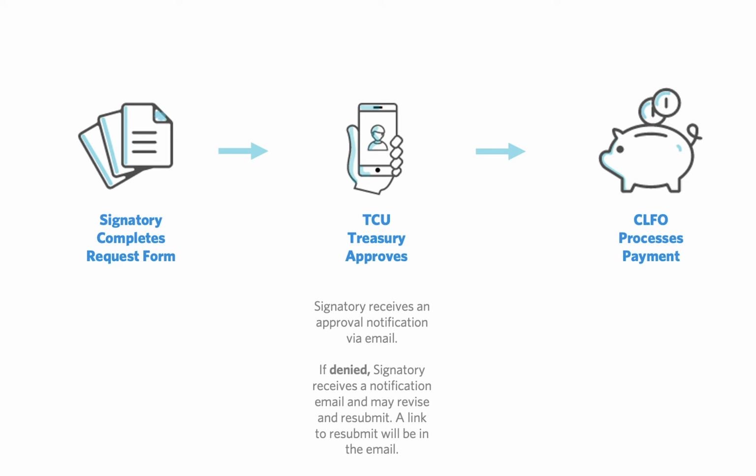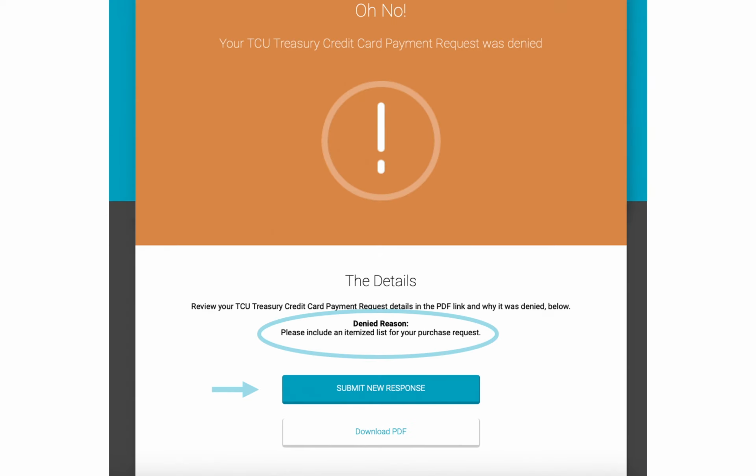It simply means that it has been approved by the TCU Treasury and that the Campus Life Financial Office will begin to process the payment. If the TCU Treasury denies your request, you'll also receive an email notification. In the email, additional details will be provided on why the request was denied.